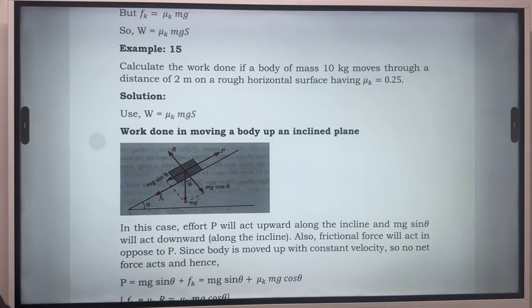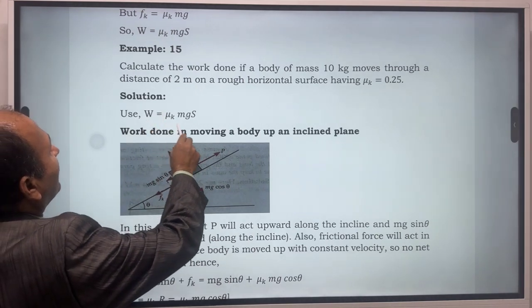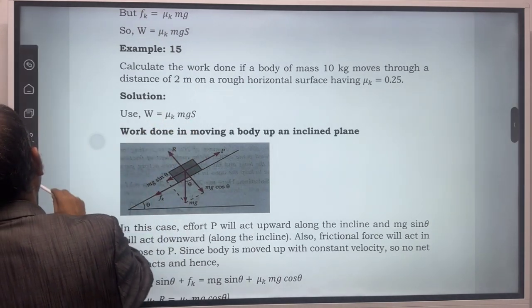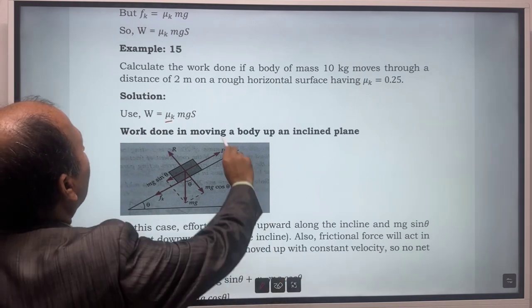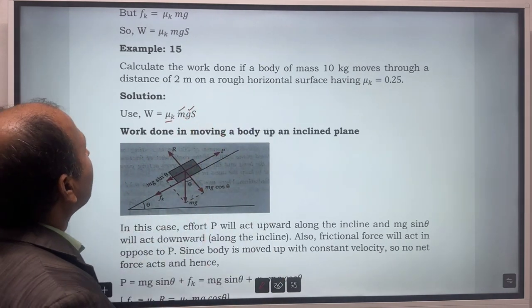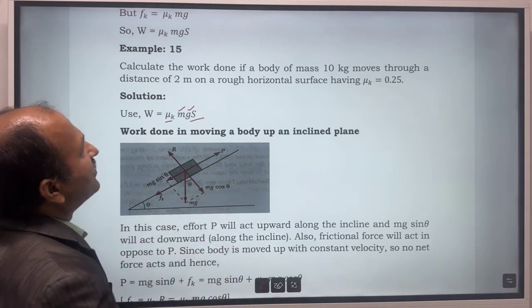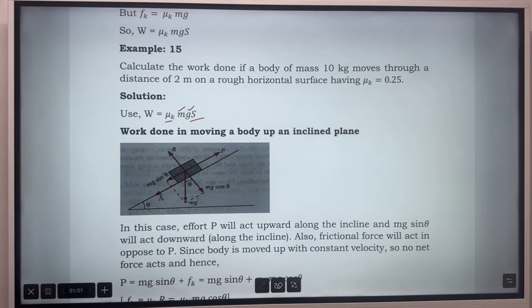Now calculate the work done if a body of mass 10 kg moves through a distance of 2 meters on a rough horizontal surface having mu k equal to 0.25. So the question is very simple. W equals mu k times mg into s. Mu k is given in our question. Mass of the body is 10 kg, g is 9.8 meter per second square, and distance moved is given as 2 meters. So you can easily evaluate.